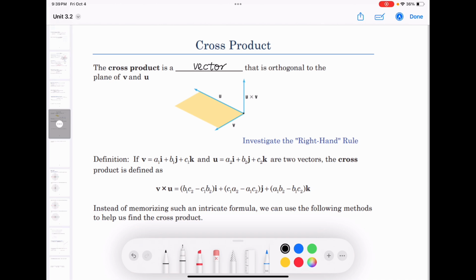Let's see the cross product. The cross product is a vector that is orthogonal to the plane of v and u. So two vectors v and u can construct a plane. You see the yellow part is that plane. The cross product u cross v is a vector which is perpendicular to this plane. How do I decide my cross product's direction? I'm going to use the right hand rule.